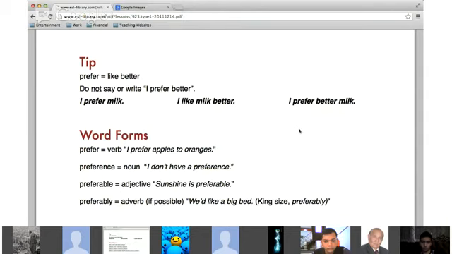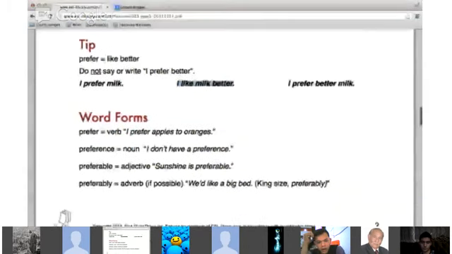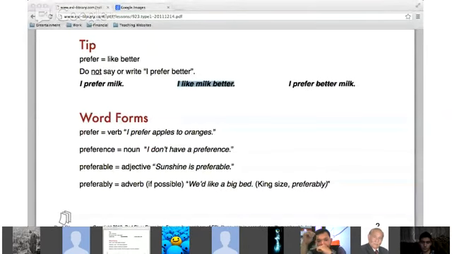Good. All right. So, class, we would not say prefer and better in the same sentence. Okay. "I prefer better milk" is incorrect. We would say I prefer milk, or I like milk better. Better and prefer do not belong in the same sentence. It is incorrect. All right, let's take a look at word forms here.